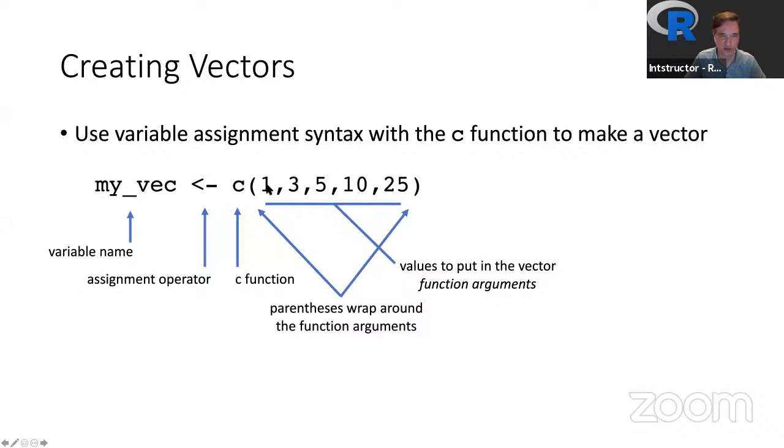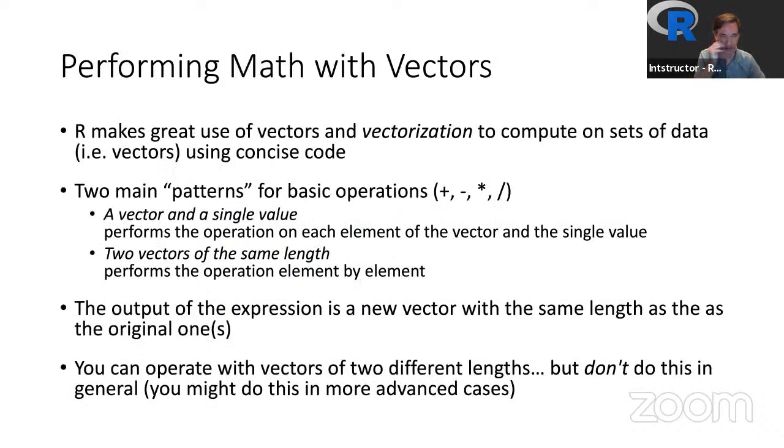Okay, so essentially we're wrapping all of these values up together in a single thing called a vector. And we're assigning that vector to a new variable called myvec. So it looks very similar to what we did before, just with some additional little code here. And we have all these values that we can put together. Okay, just like we did math with individual numbers, we can also do math with vectors. And this is actually really powerful to do.